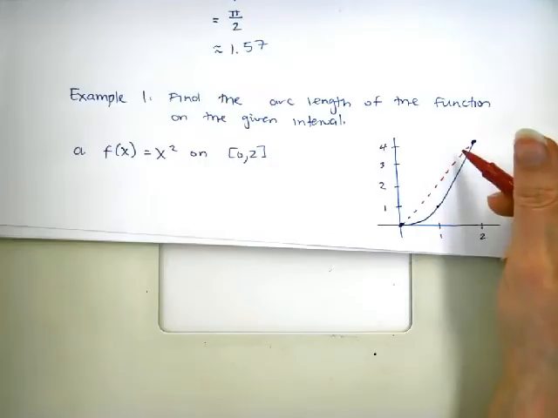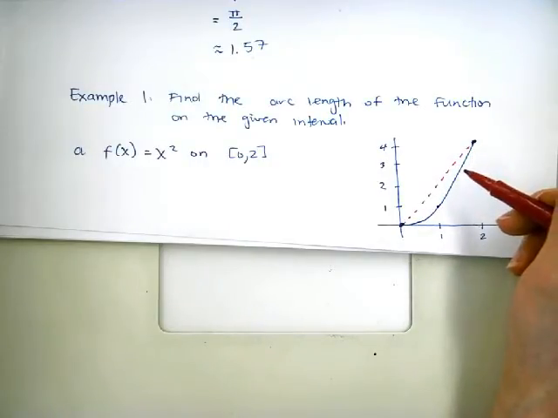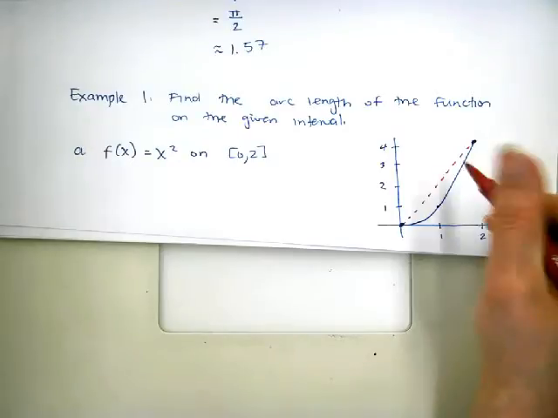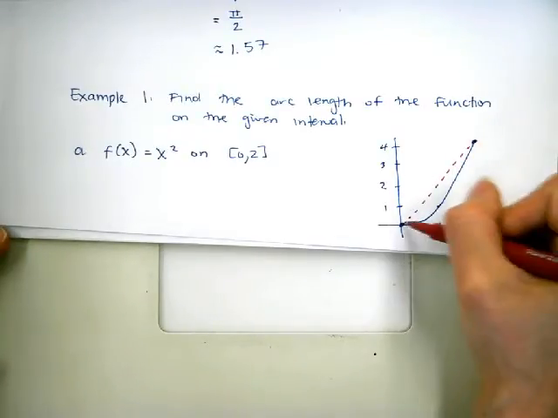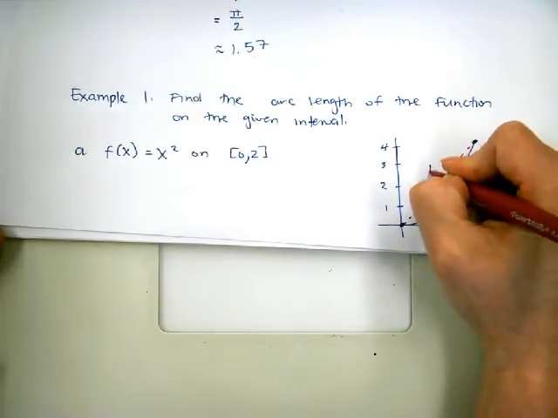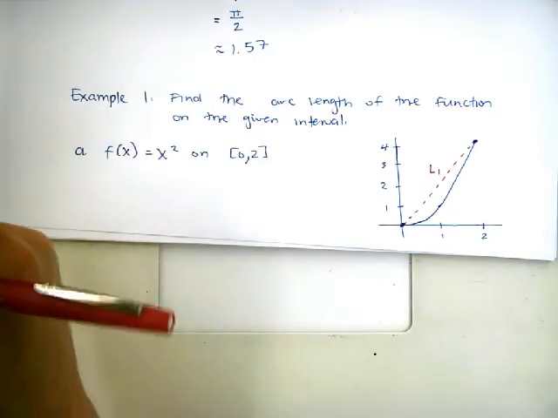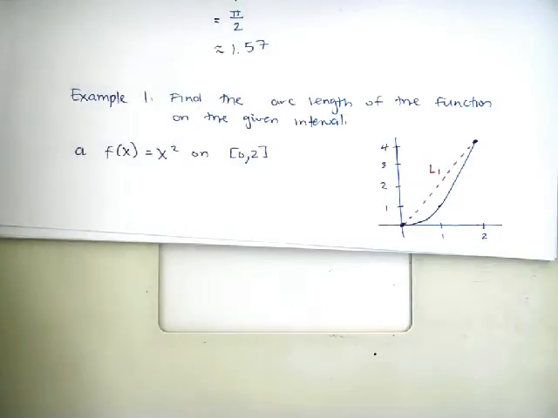So the distance of the line should end up being smaller than the actual distance, because the shortest distance from one point to another is a straight line, and then we're deviating from that. So this arc length should end up being a little bit longer. I'm going to go ahead and call this L sub 1, because we're going to use another one later on. Okay, let's just find what the arc length is of this, and that'll give us an approximation of it.